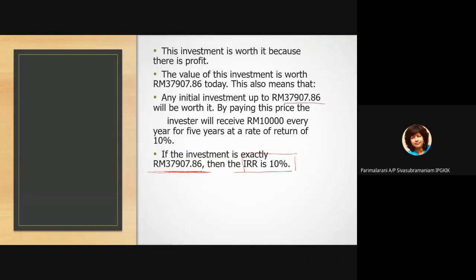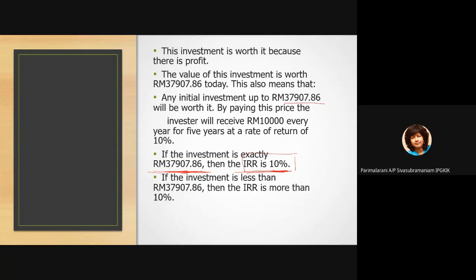Because NPV is zero. Yes, if your investment is exactly this amount, your cash flows are also this amount. So your cash flow minus the investment is zero. And when that is zero, the discount rate at that moment is your IRR. And because your discount rate for this project is 10%, if your investment is this amount, then your IRR is 10%. So if the investment is less than this amount, then your IRR is more than 10%.